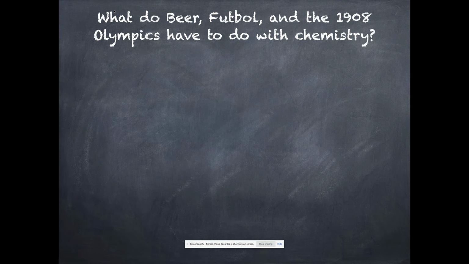So we're going to be picking back up with the lecture outline on light at page number 4, and this rather cryptic question of what do beer, football, and the 1908 Olympics have to do with chemistry. And I think it's important to understand that political events shape science, science can shape political events, and this was really the case back in the early part of the 1900s and the development of quantum mechanics.